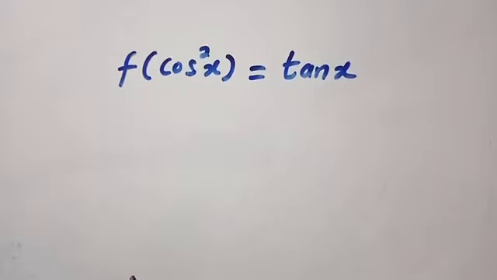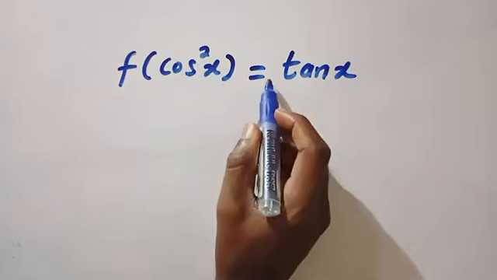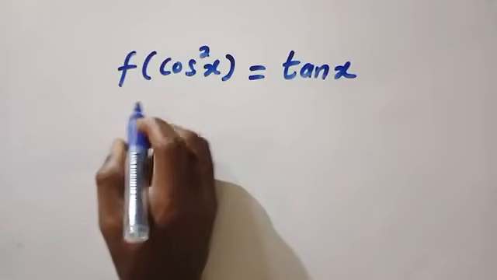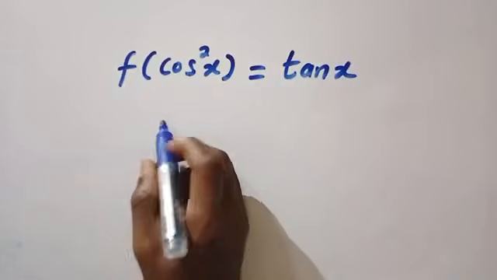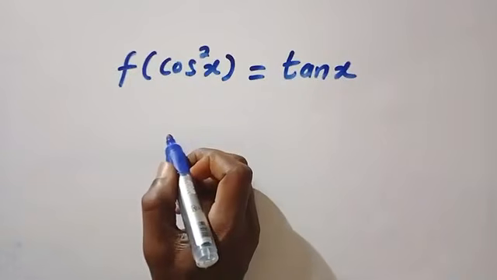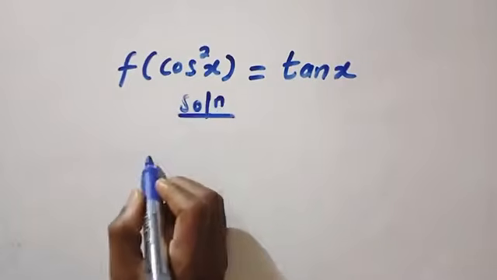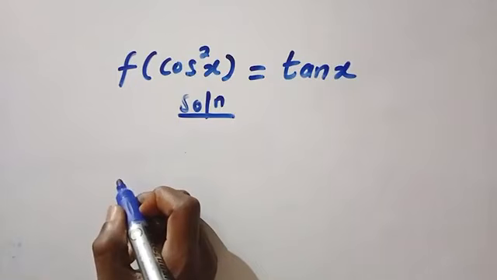Here we have an interesting functional equation. We have f of cos squared x equals tan x, and our aim is to find f of x. So to solve that, let's consider the solution step by step.